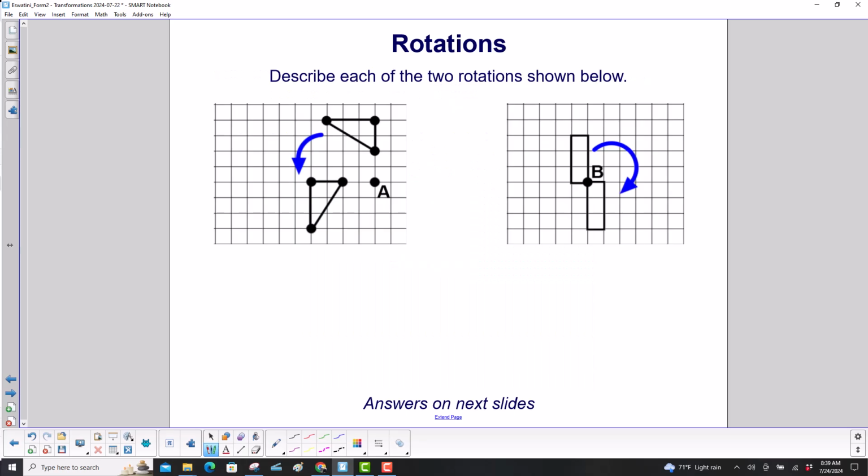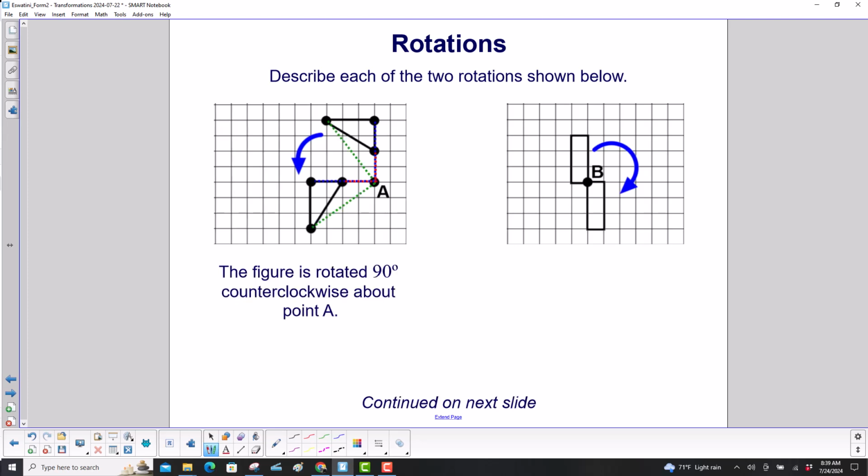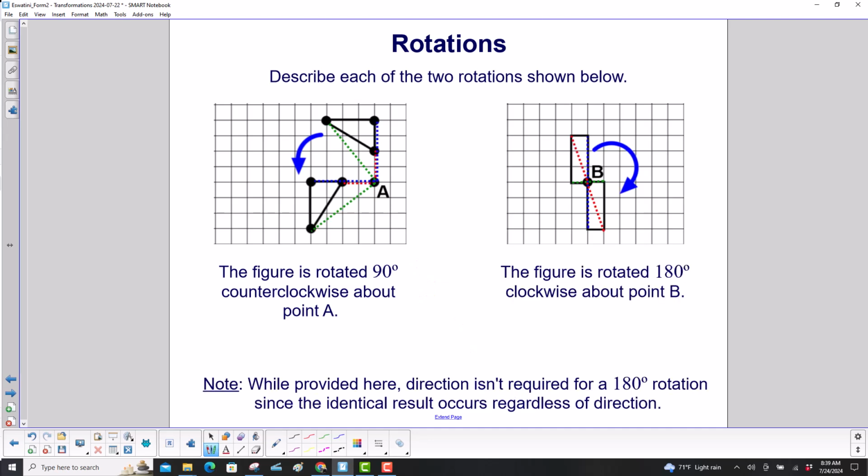Describe each of the two rotations shown below. Answers on next slides. This figure is rotated 90 degrees counterclockwise about point A. You can see here is a right angle. This figure is rotated 180 degrees clockwise about point B. There you go, that's 180 degrees.